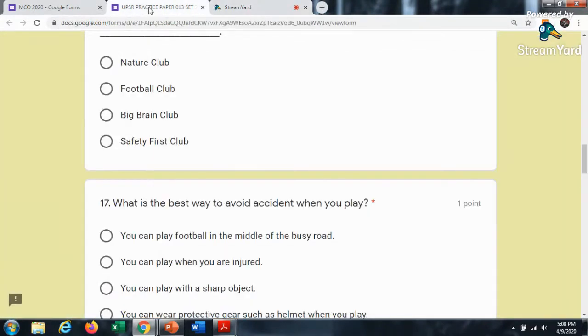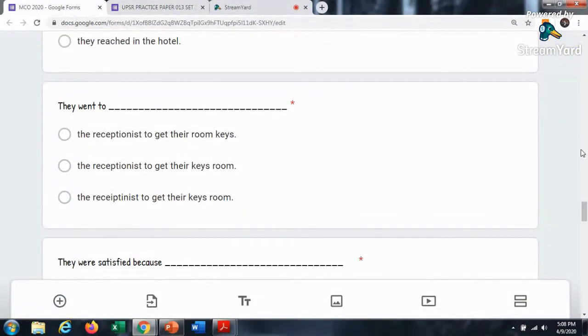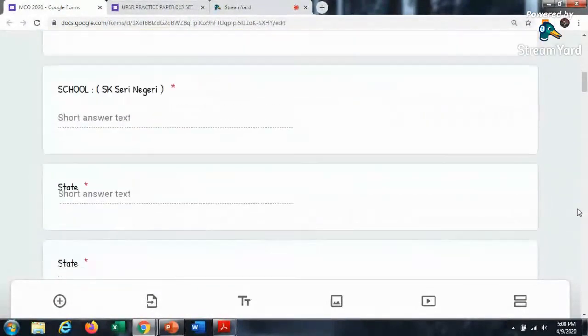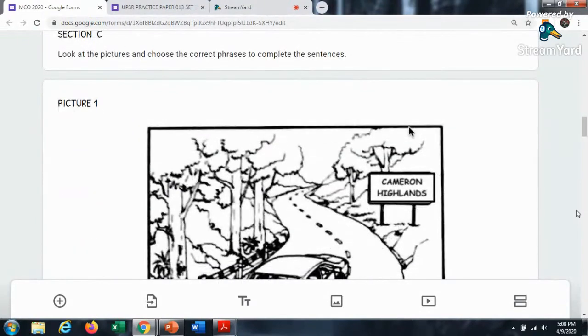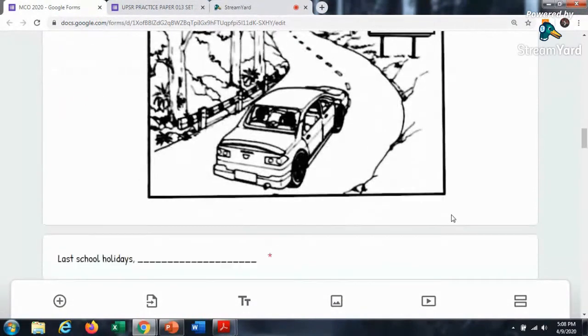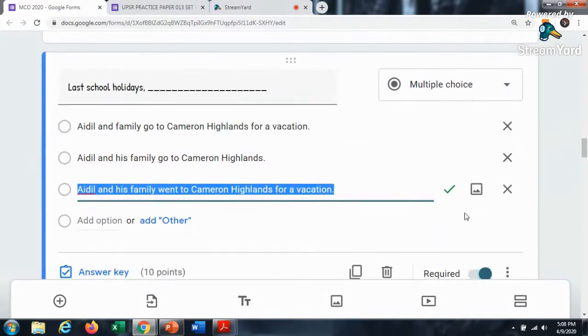Oh, one more thing, teachers. A fun thing you can do is teach essays with Google Forms. You can do it this way too. This is an example I got from Langkawi, from my friend in SK Sri Negeri. She did this. You just choose the right answer. Last school holidays, Ideal and his family go to, went to. So you answer, and the immediate answer is checked. So you can check like that.